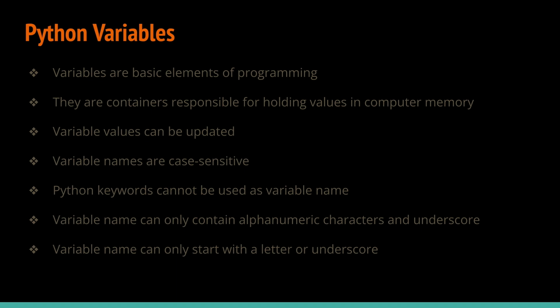Also, Python keywords cannot be used as variable names. These keywords include, and are not limited to, for, if, else, pass, range, and so on and so forth. A variable name can only contain alphanumeric characters and underscore. This means our variable name can only contain letters and numbers as well as underscore. There's no other symbol that we can use in our variable name aside from underscore.